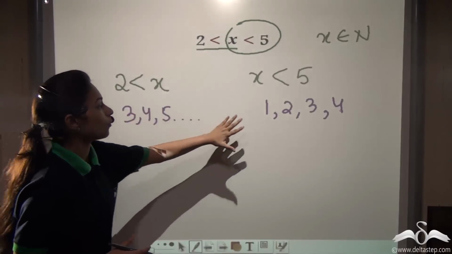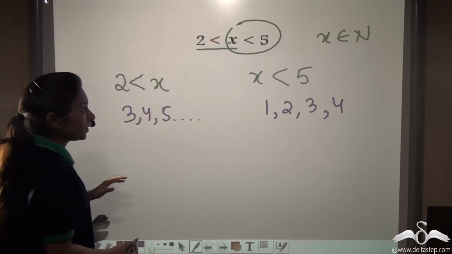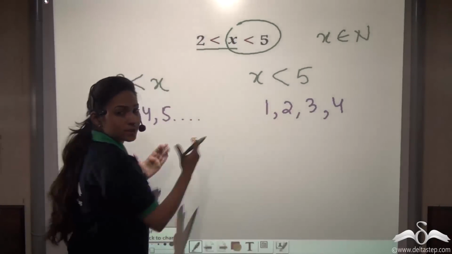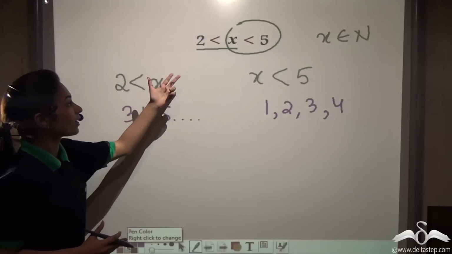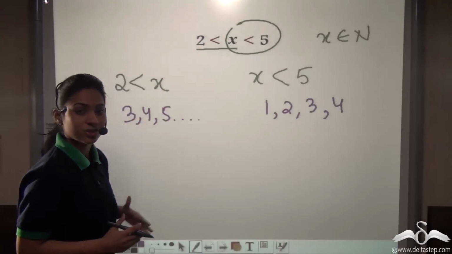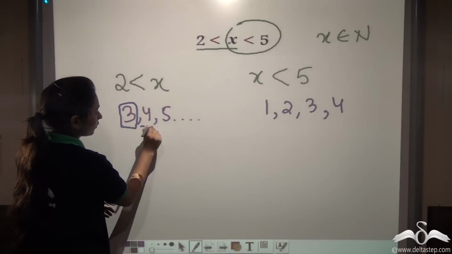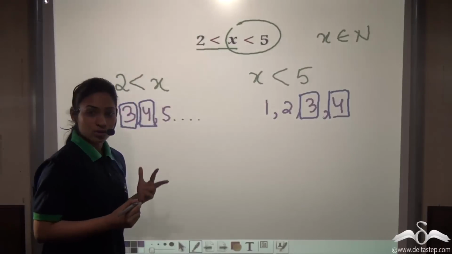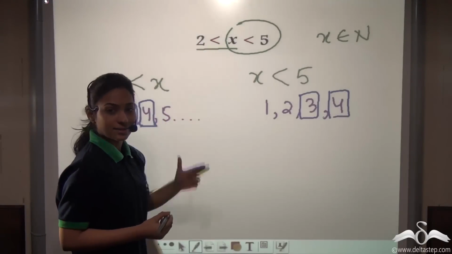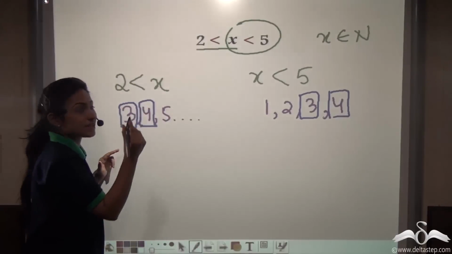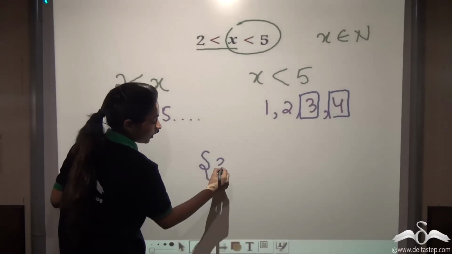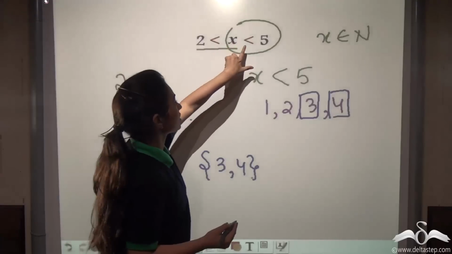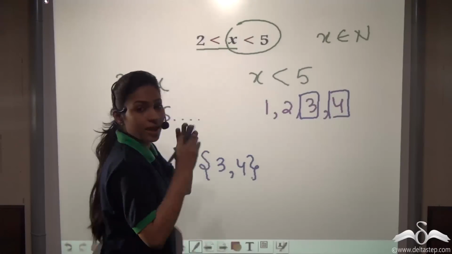So now what do you see common between them? Because we need such numbers which are greater than 2 and less than 5, we have to unite both these things. Which are those numbers present in both these inequations? You can see 3, 4 is present in both. So 3 and 4 are those numbers which are both greater than 2 and less than 5. So the solution set for this inequation will be 3 and 4. This is how we will solve inequations when you have two inequations in one set.